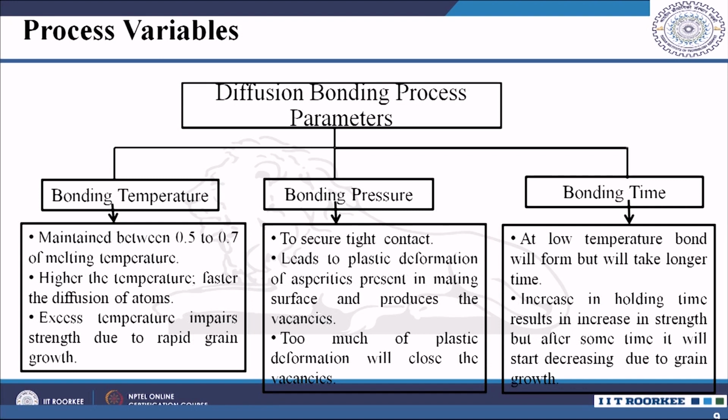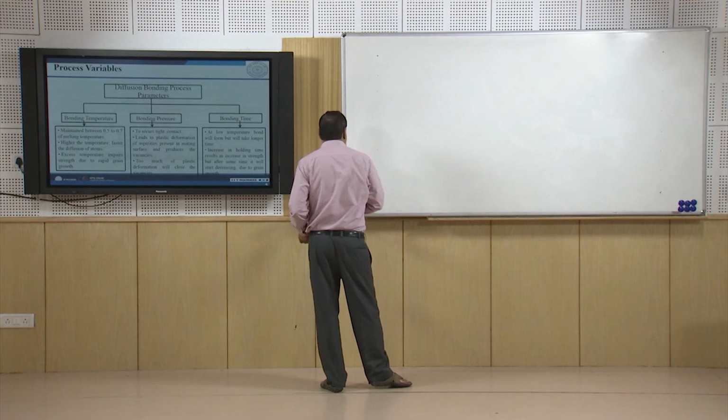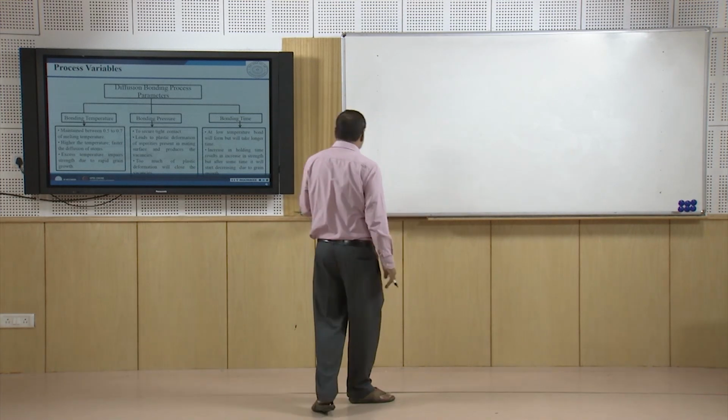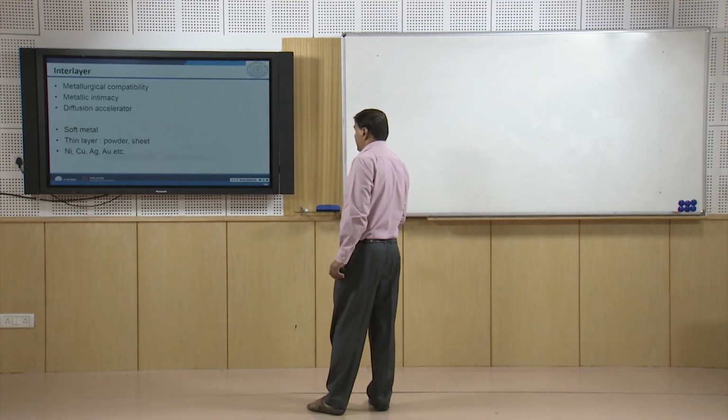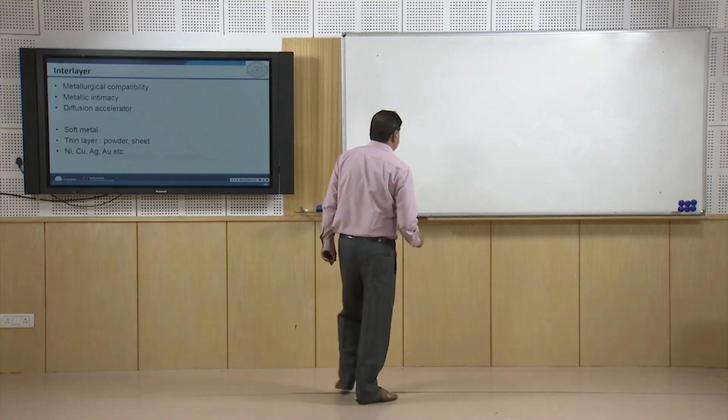Increase in holding time results in increase in strength, but after some time it will start decreasing due to the grain growth. We know that if the high temperature is kept for longer periods, then grain starts to grow, and that adversely affects the mechanical performance. And since the diffusion bonding is carried out at a high temperature, more than half of the melting point, it adversely affects the diffusion bonding process.